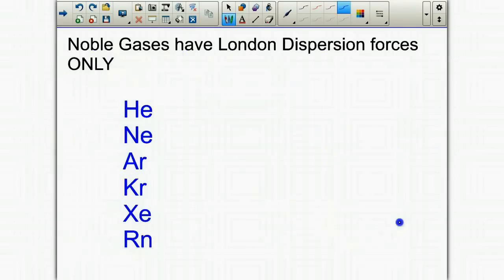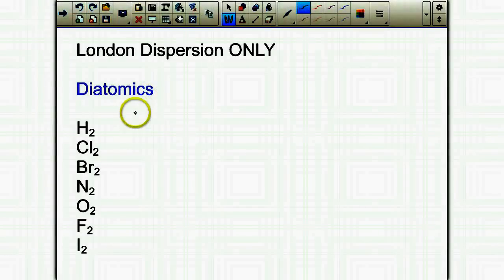So let's identify substances that would have only London dispersion forces. Noble gases only have London dispersion forces. Diatomic elements have only London dispersion forces. And I do want to draw these to make a point.